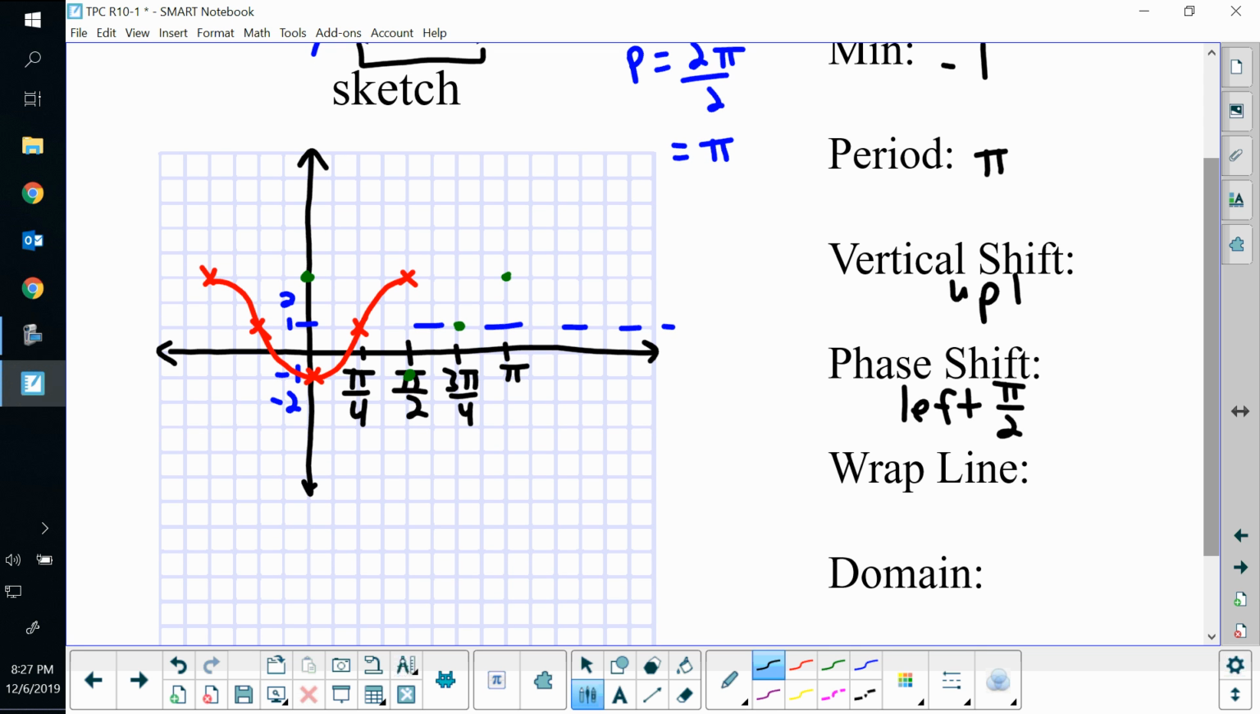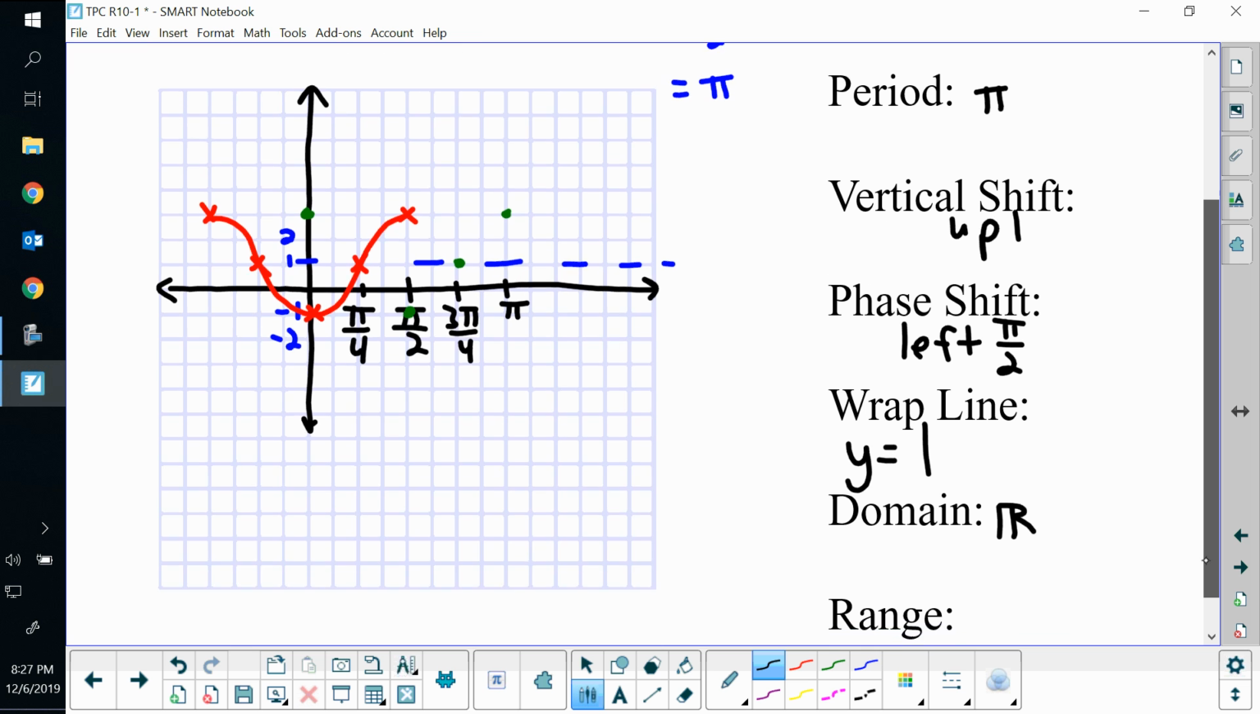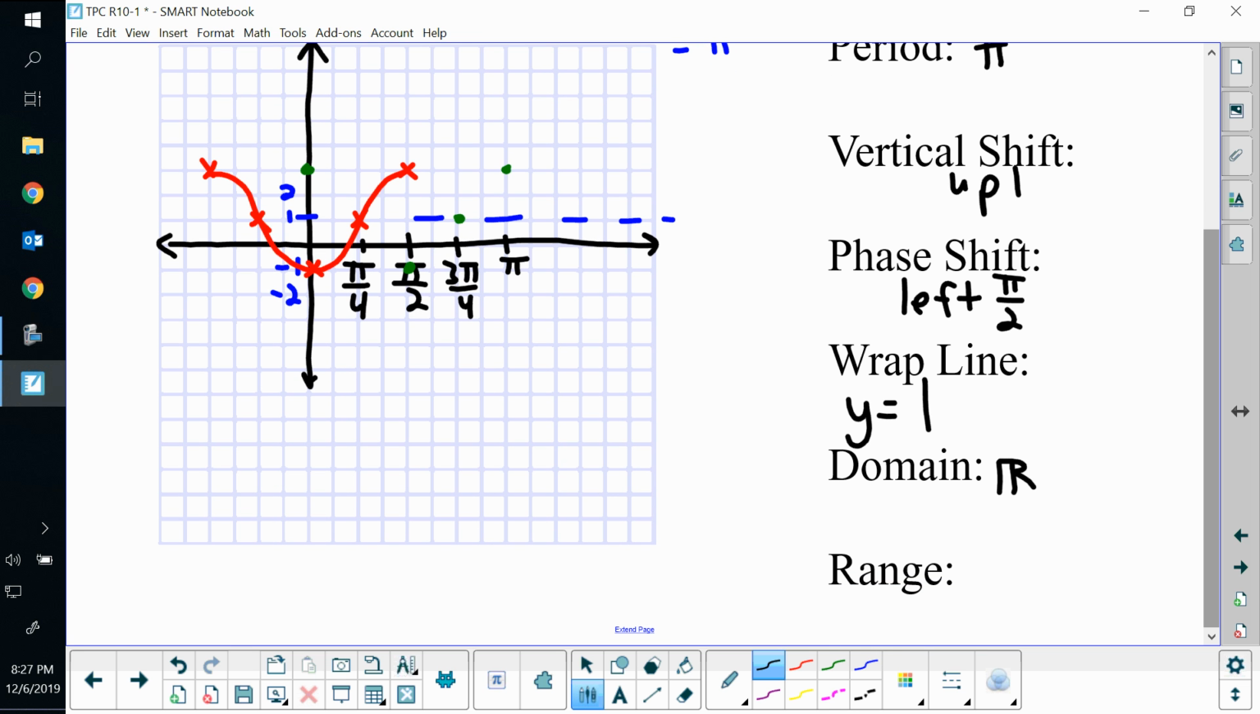The wrap line is always y equals, and then whatever number for the wrap line, so y equals 1. Domain for sines and coses are always all real numbers, because even though we only drew one cycle, these would just keep going through forever in each direction, right and left. And range, we'll use the max and the min. So we've got -1, leave a little space, and then y, leave a little space, and then the max 2. They should both open towards the largest one, so the 2 in this case.